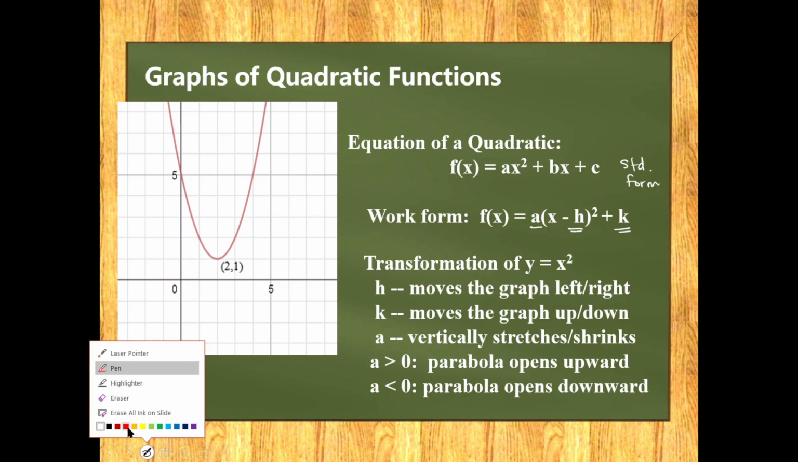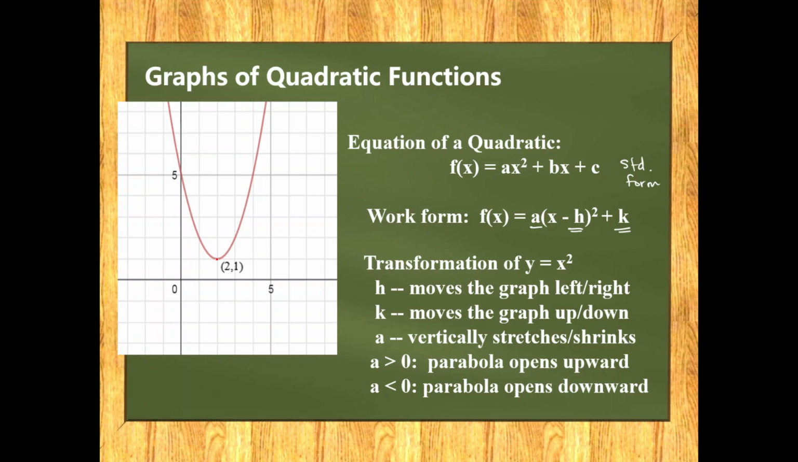Now, let's look at this specific one real quick. Here's the vertex at (2, 1). That is our (h, k). Okay, so for this particular function, we'll have y equals (x minus 2) squared plus 1. And then we'd have to figure out what a is. We do know that a is positive because it's going up.